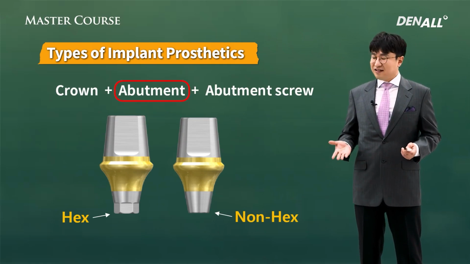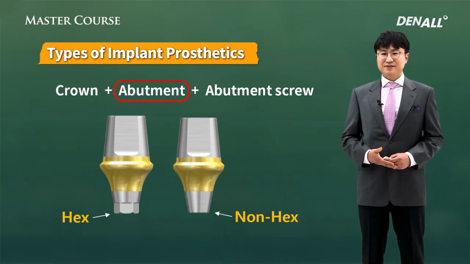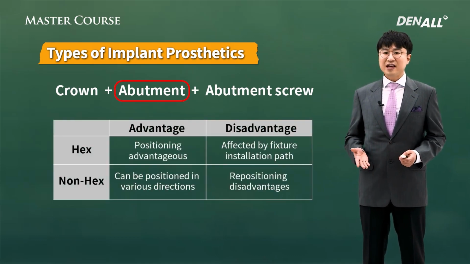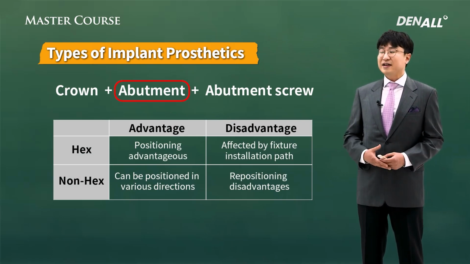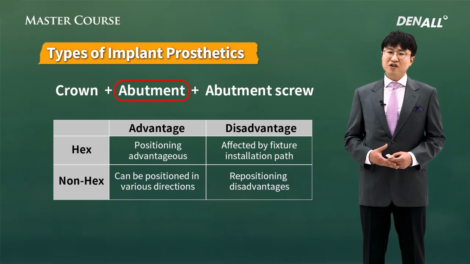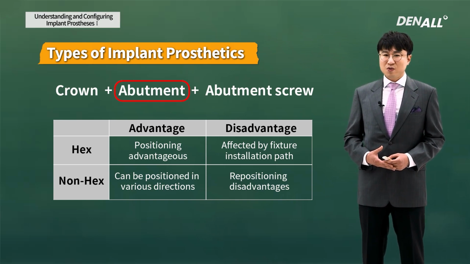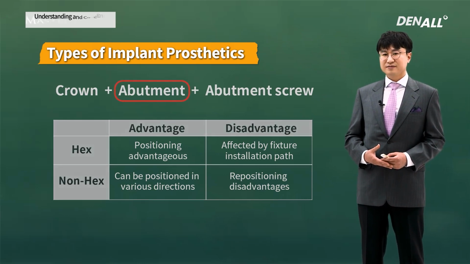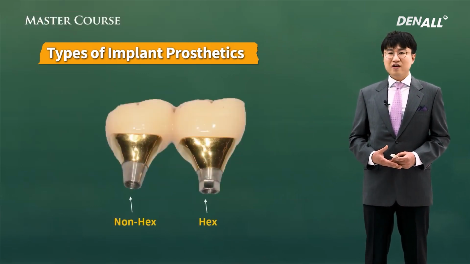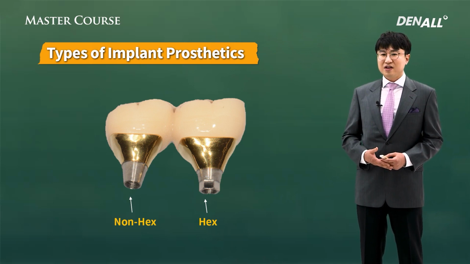A lot of dentists still don't know clearly whether to use hex or non-hex abutments. If you use a hex abutment, it's good for repositioning, but it affects the fixture installation path and is very hard to connect. For a non-hex abutment, the advantage is that it's easy to connect, but it has a disadvantage in repositioning. In the master course, the pros and cons of hex and non-hex abutments will be discussed, and I believe by taking that course, you'll be able to choose the right one for the case.